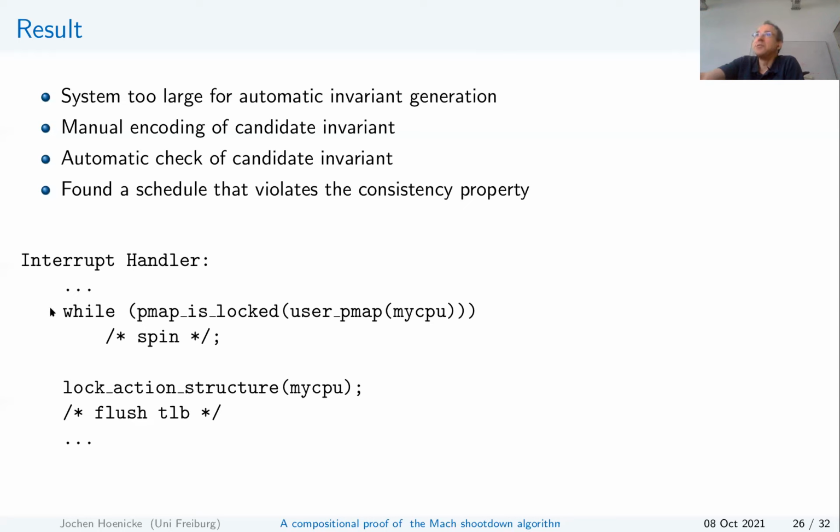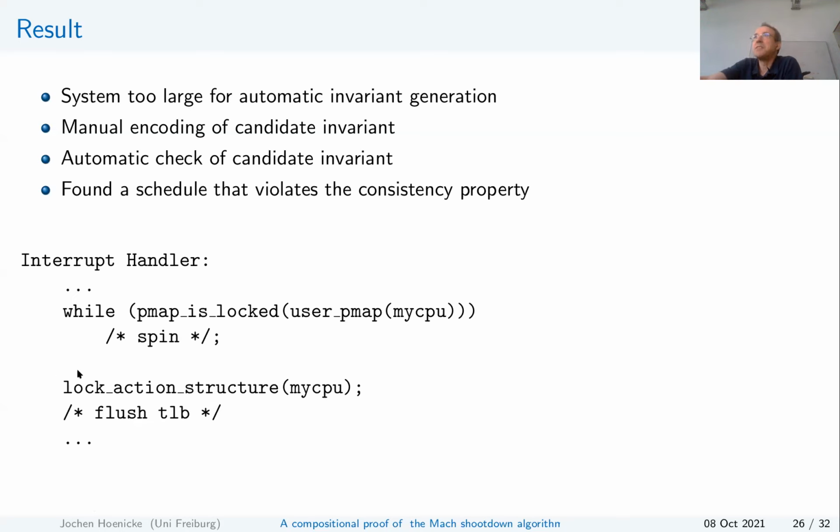And yeah, looking at the problem in the interrupt handler, it's somewhere here. You may spot it if you look closer at this code. So how does it work? The interrupt handler is called when another thread changes the PMAP. The other thread locks the PMAP, calls the interrupt handler, and the interrupt handler now waits until the PMAP is unlocked in this spin loop. And once it's unlocked, it locks the action structure, flushes the TLB, does the rest, unlocks the action structure, and is done.